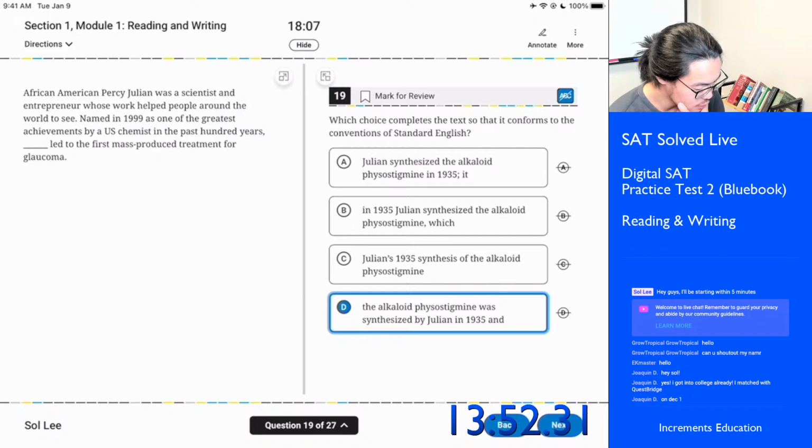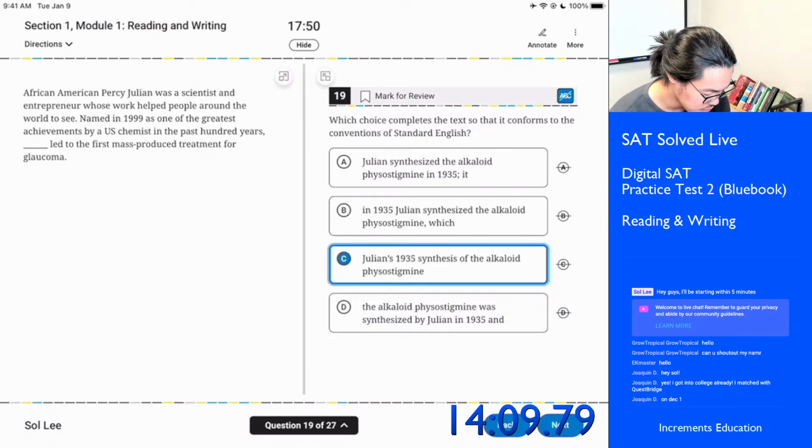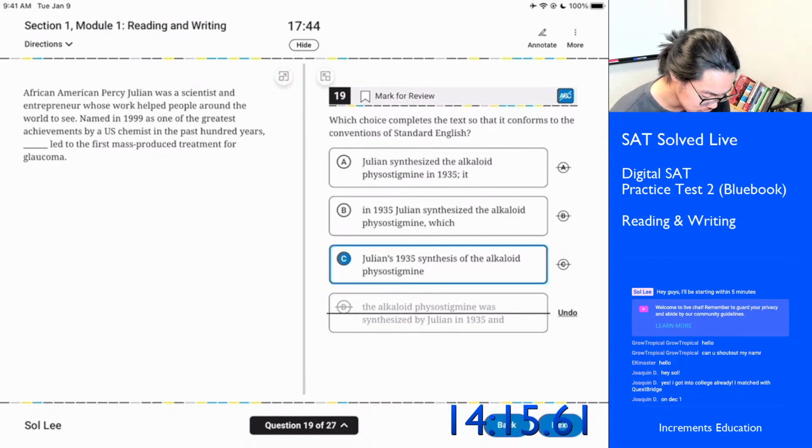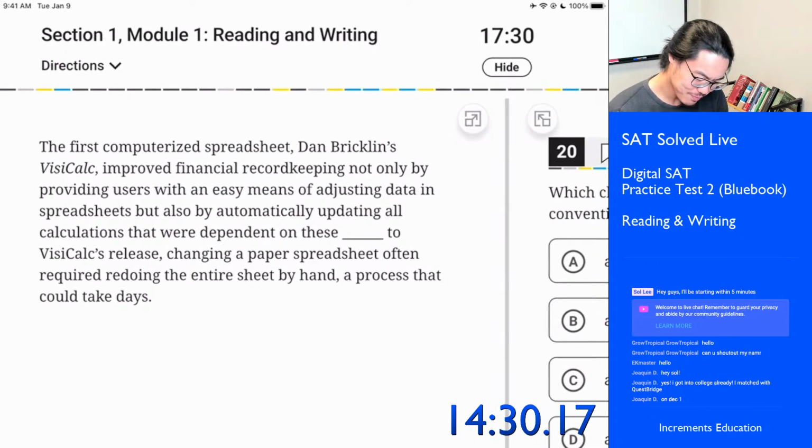Named in 1999 as one of the greatest achievements, the alkaloid physostigmine was synthesized. I would rather say the synthesis of the alkaloid physostigmine. That's the reason why I've been waiting on this for a while. The synthesis. Jesus, what took me so long? Oh my God. Yeah. I was looking for the synthesis and I didn't see it for forever. This is actually making me really doubt myself right now. Something's going on with my brain where things aren't really working. All right. Can I get 54 out of 54 right now? I'm not even sure.